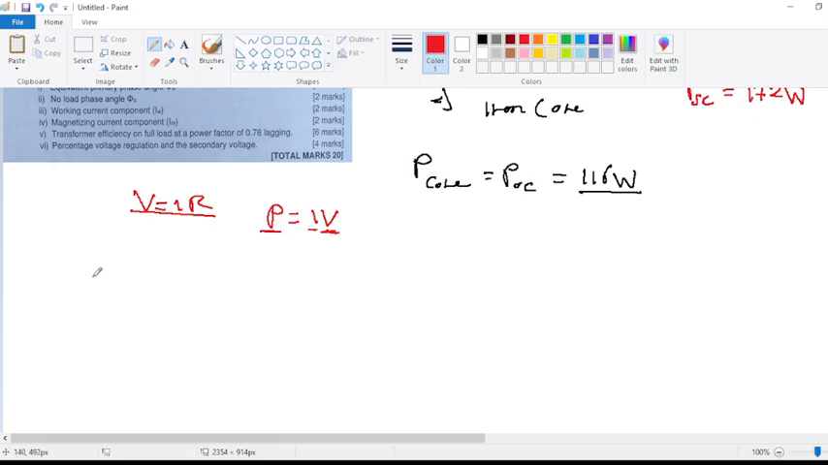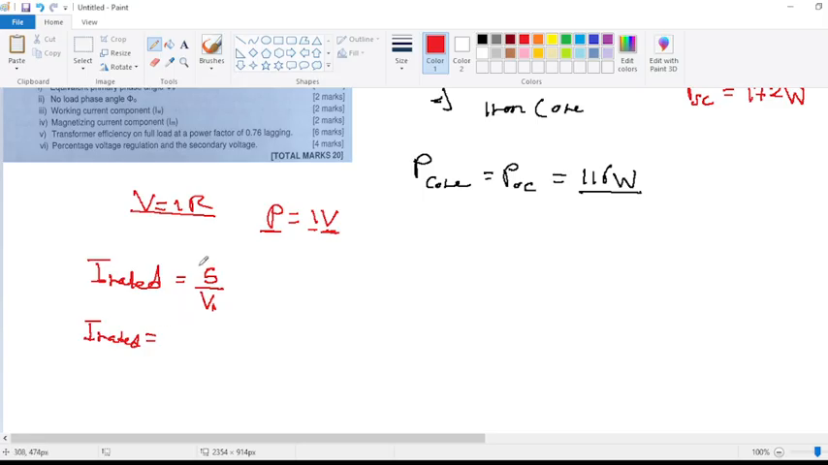Okay, so we have the rated current here. The rated current is equal to the rating of the transformer, which is 8 kVA, divided by the voltage on the primary side. So this is the formula that you have to use. So now we have the rated current here.